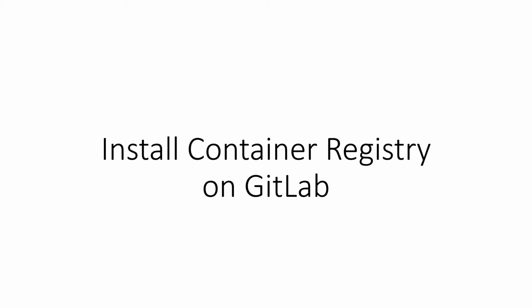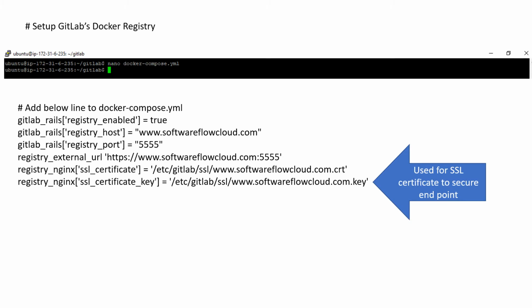Now we need to install the container registry on GitLab. The following lines need to be added to the Docker Compose file to enable the GitLab registry. We are telling GitLab to host binaries. The Docker registry lets us push and pull images from the given URL and port.